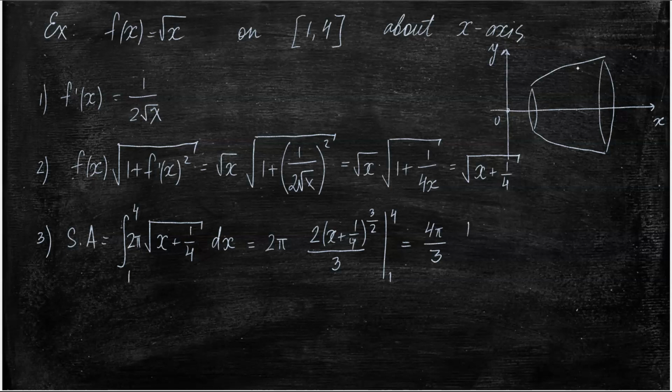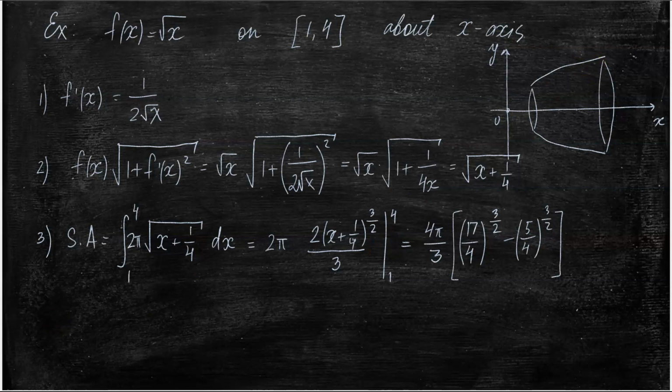So we have 17/4 to the power 3/2 minus 5/4 to the power 3/2. So this is the exact answer. If we want an approximation, we would just throw this in a calculator.